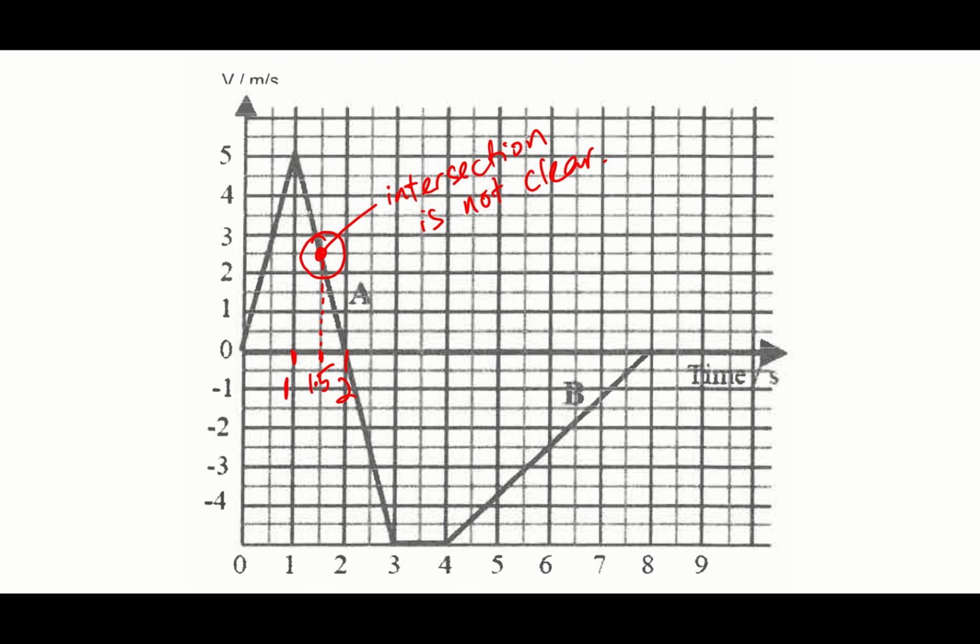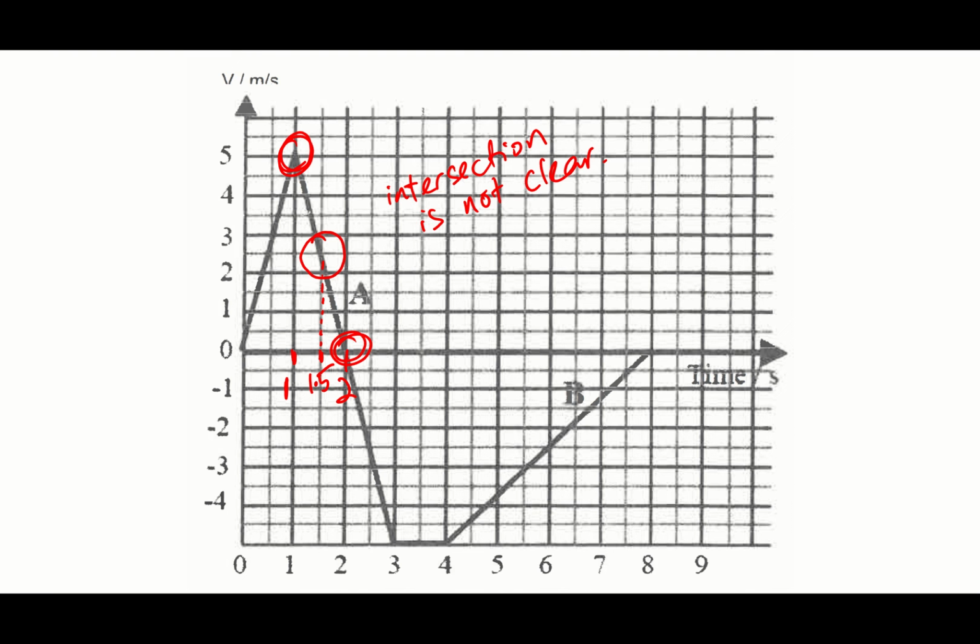So what do students do when they cannot identify the v coordinate easily? They estimate. And when you estimate, what you get is between 2.0 and 2.5 seconds. So it could be somewhere between 2.25 or maybe 2.3. So this becomes inaccurate because the exact coordinates given are at t equals 1 and t equals 2, which have v equals 5 and v equals 0 respectively.